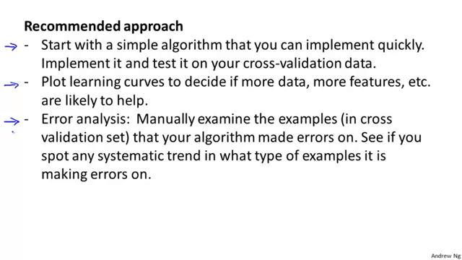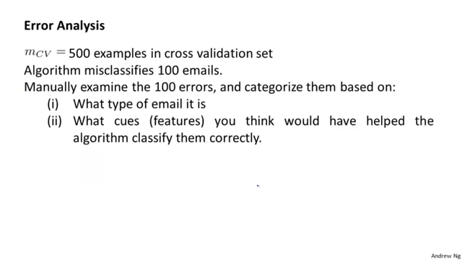Concretely, here's a specific example. Let's say you've built a spam classifier and you have 500 examples in your cross-validation set, and let's say in this example that the algorithm has a very high error rate and it misclassifies 100 of these cross-validation examples. So what I do is manually examine these 100 errors and manually categorize them based on things like what type of email it is and what cues or features you think might have helped the algorithm classify them correctly.